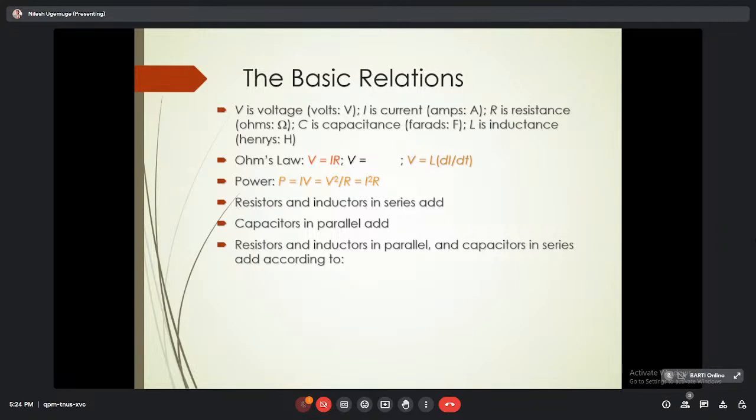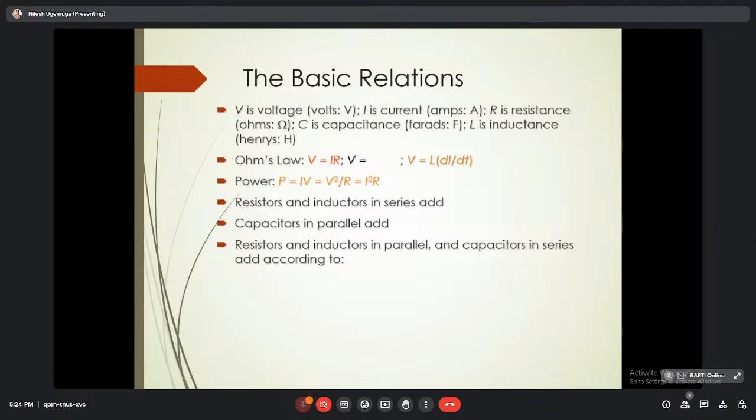So here V is the voltage, I is the current that we are measuring in ampere, R is the resistance that we are measuring in ohm, C is the capacitance that we always measure in farads, L is the inductance that we measure in Henry. So you can see V is equal to IR, that is Ohm's law. And if we want to write it in terms of an inductor, then we can write V is equal to L dI by dt.